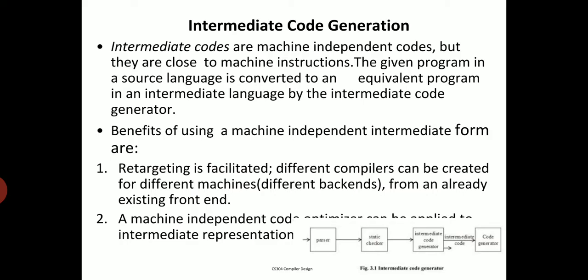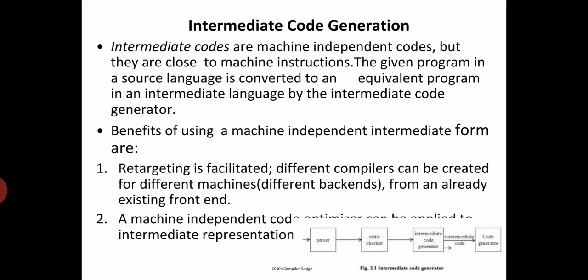And what are the benefits of using this machine independent intermediate form? First one is retargeting is facilitated. Retargeting means different compilers can be created for different machines with different backend from an already existing front end. That means if you are given a single front end, we can create different compilers for different machine architectures. Only the backend needs to be varied. So with a single front end, we can generate different compilers. That is the one benefit.